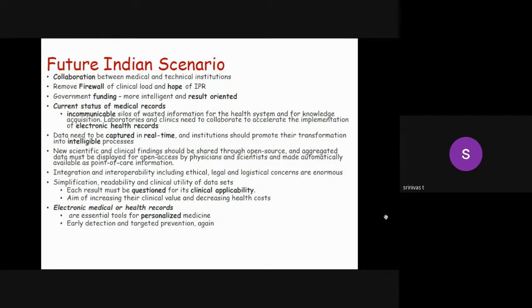And integration and interoperability, including ethical, legal, and logistical concerns, are enormous. Simplification, readability, and clinical utility of the data sets. Each result must be questioned for its clinical applicability, with the aim of increasing clinical value and decreasing health cost. And electronic medicine or health records are essential tools for personalized medicine. Early detection and targeted prevention are one more target. Next.